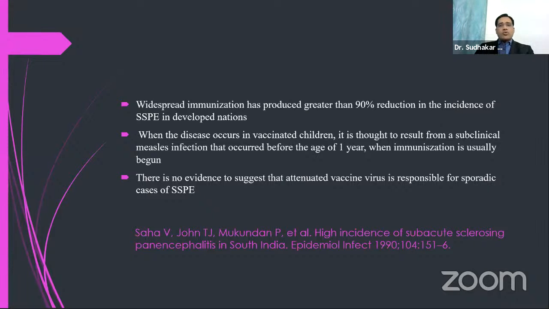But whenever this disease occurs in vaccinated children, it is thought that it results from a subclinical infection from before the vaccination time. When you give the vaccine, the infection was already there. That's why even some patients who are properly vaccinated on time are also going to get SSP.